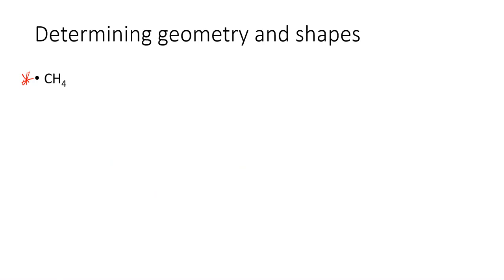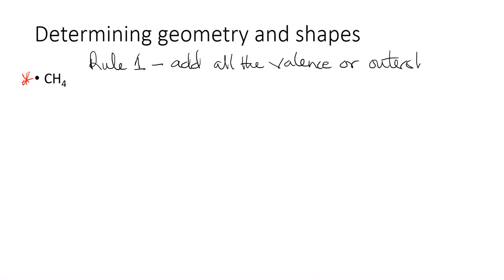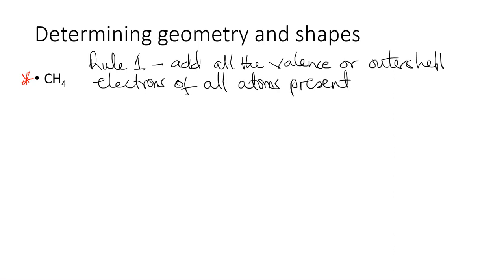So the first rule, rule 1, add all the valence or outer shell electrons of all atoms present in the molecule.